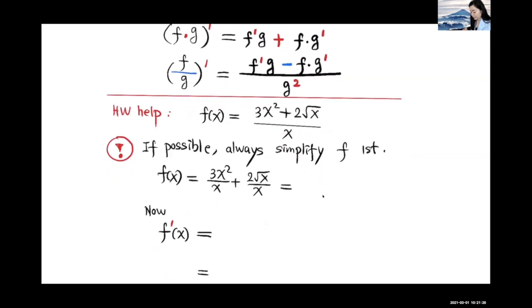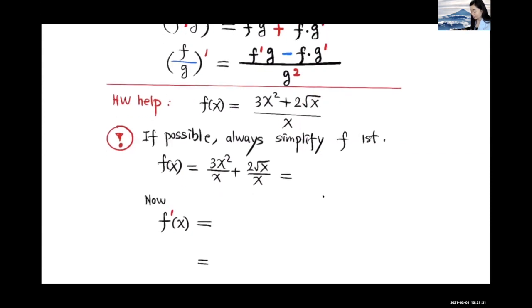Now I offer you one homework help. In your homework, you have this function and they ask you to differentiate it. Looking at this, it looks like you have to use the quotient rule because it's a quotient. However, we can actually simplify it first. We can simplify this by taking every term up here and dividing by this common denominator, so you have this divided by x plus this one divided by x. Then simplify and put it in power form.